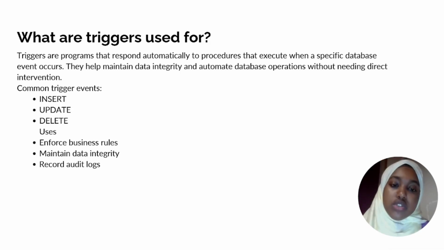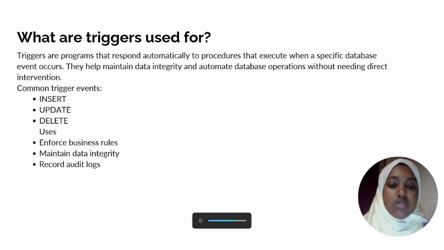So, what are triggers used for? Triggers are programs that respond automatically to events that occur within a specific database. They run automatically when operations such as insert, update, or delete occur on a table. An example is a trigger that records information whenever sensitive data is modified or prevents data from being inserted if it violates defined business rules.